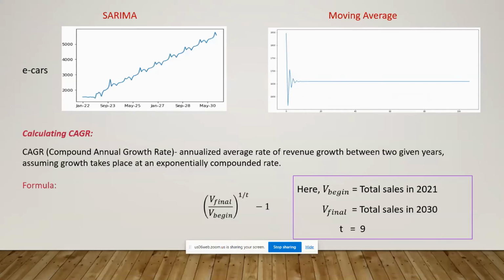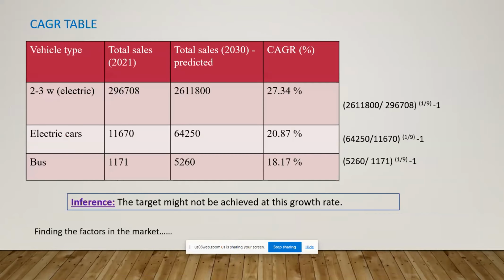Using the SARIMA model, I have calculated what the sales of electric vehicles in 2030 will be in all the segments. I have calculated the CAGR also, and this is the CAGR formula. After calculating the CAGR, this is the result: these are the percentage growths India will witness in 2030. But with this growth, the target will not be achieved, and a few other measures should be added.